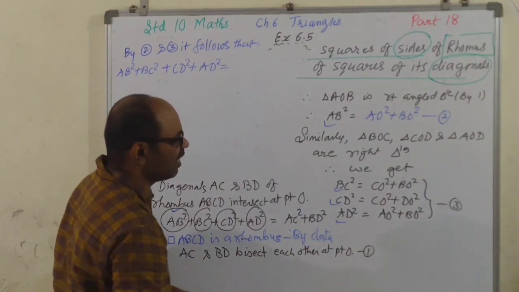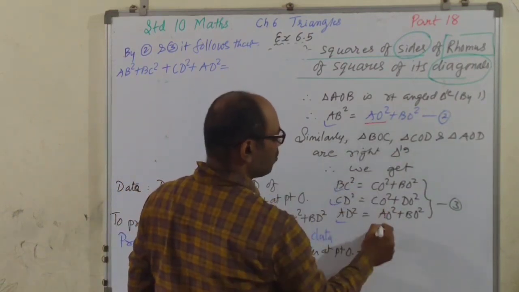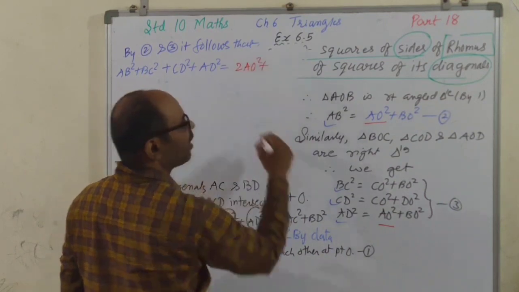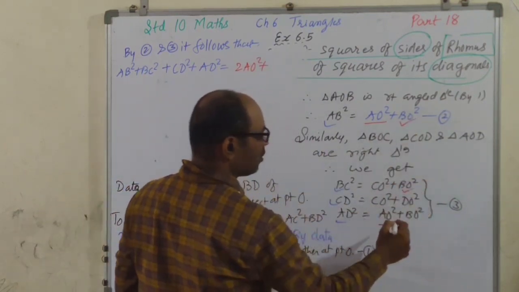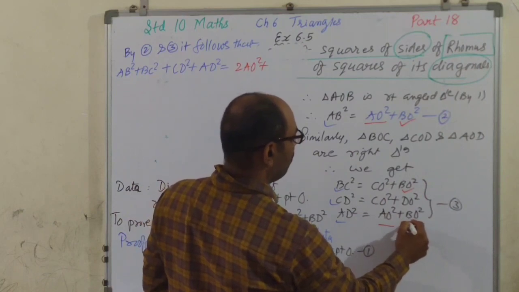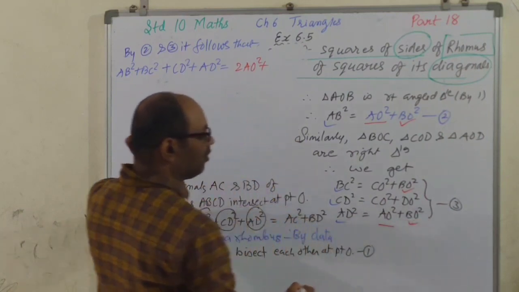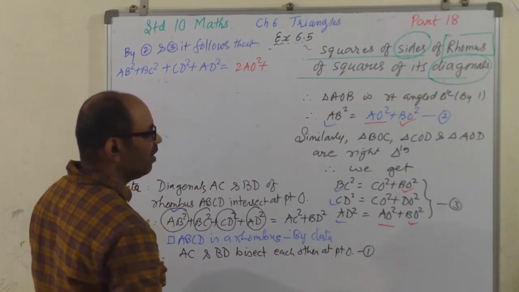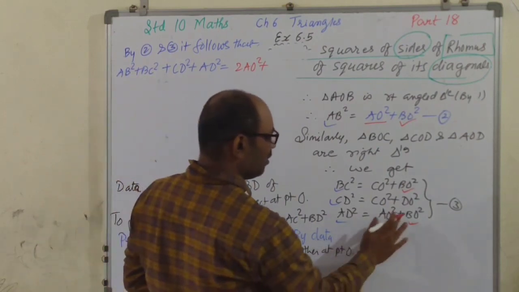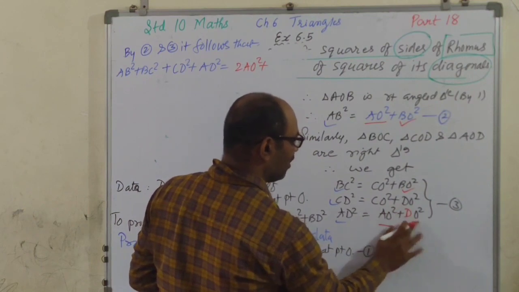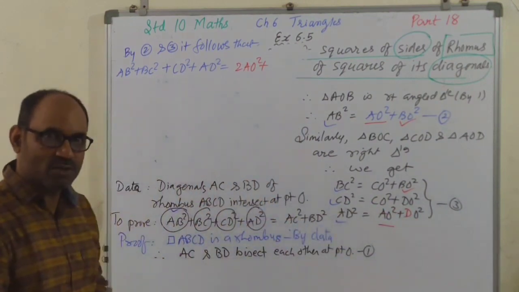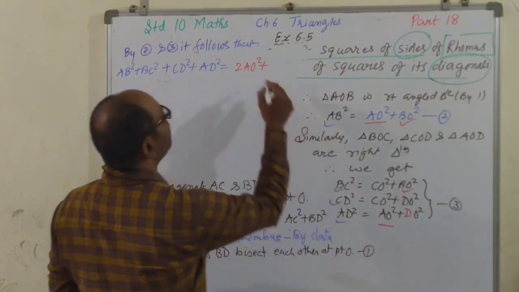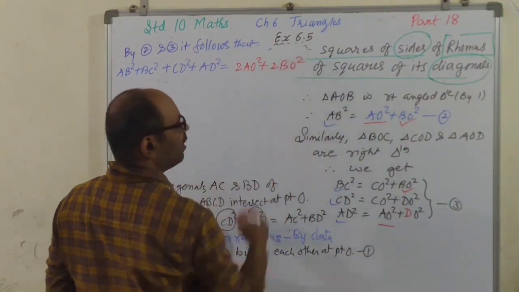Now see here, some repetition is there. AO square plus AO square, 2 times, so I'm writing 2 times AO square. BO square plus BO square, 2 times BO square. Some mistake: this has to be DO square, children. Last one: AO square plus DO square. Correct? Okay.